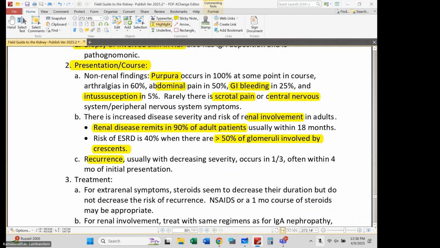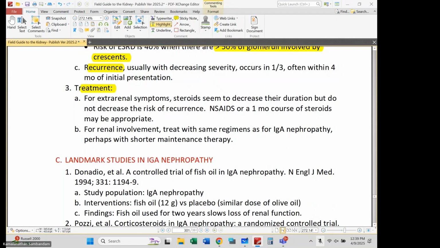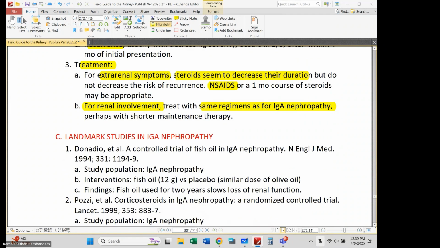Recurrence can happen. With respect to treatment, steroids seem to help with some of the extrarenal symptoms by reducing the duration of these symptoms. You can also treat these symptoms with non-steroidals when there's not any renal impairment, or steroids. When you have renal involvement that persists, then you would consider your same regimens for IgA nephropathy.